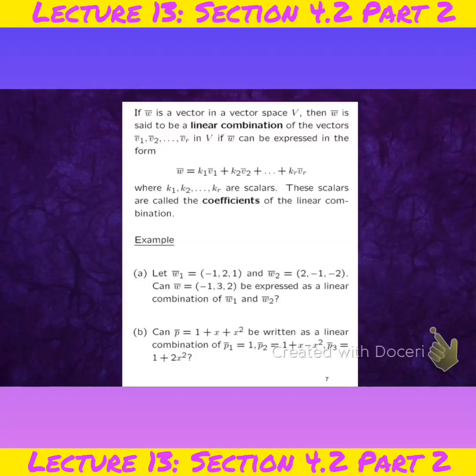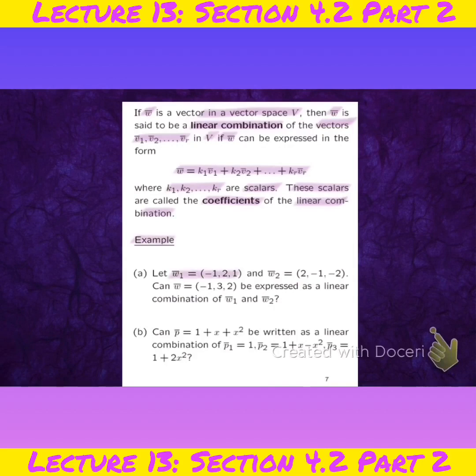Alright, so recall that if the vector W is a vector in a vector space V, then W is said to be a linear combination of the vectors V1 up until VR if W can be expressed in this form. So W is a sum of scalar multiples of the vectors in V, then we say W is a linear combination of vectors V1 up until VR. And remember, these are scalars. These scalars are called the coefficients of the linear combination. So that brings us to this example here.